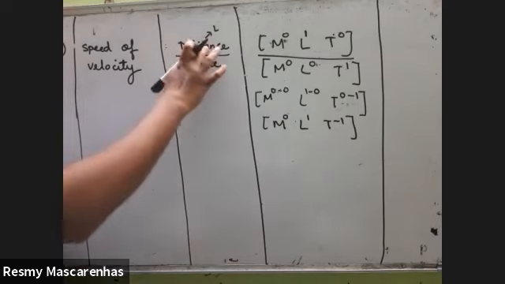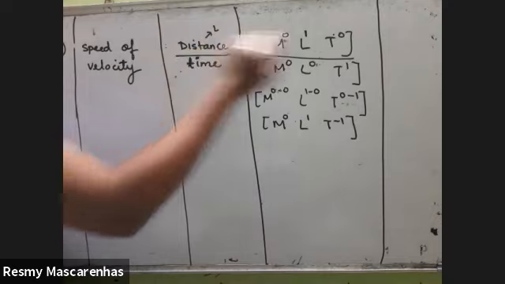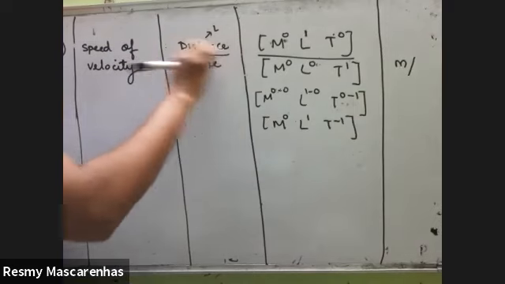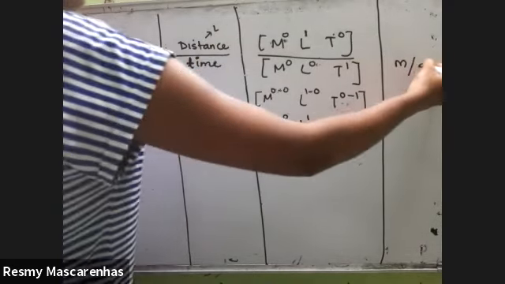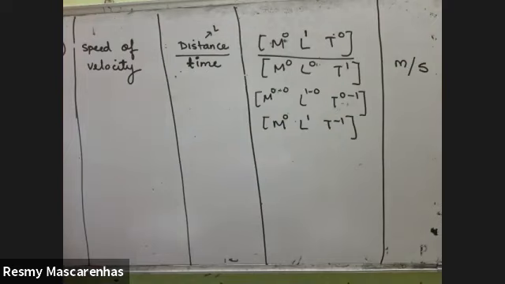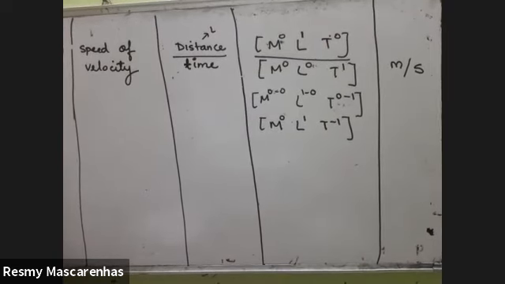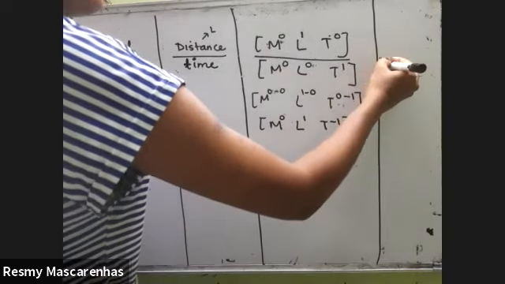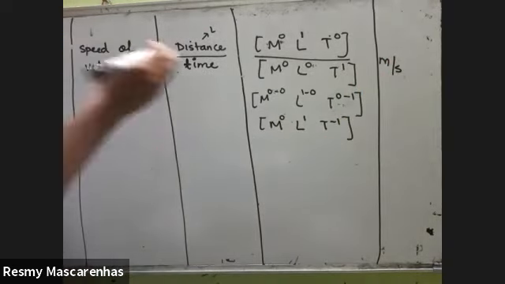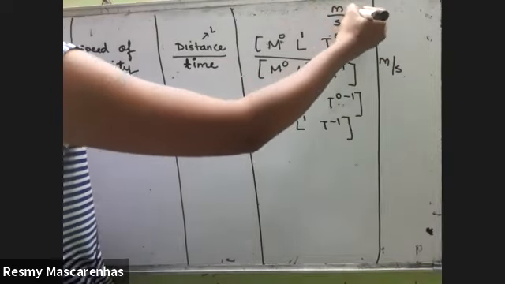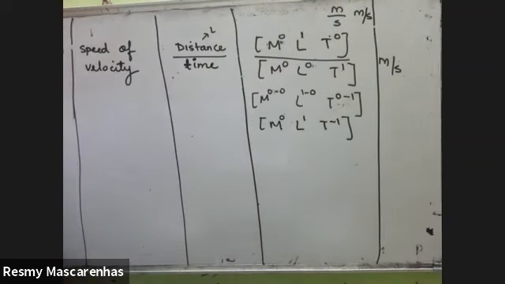How will we write the units? Units have already been given to you. For distance, it is in terms of meters upon, because there's an upon sign, time, which is given in seconds. So the unit for speed is meter per second. Or also if you take this up, whether I write it like this or like this, it means the same.